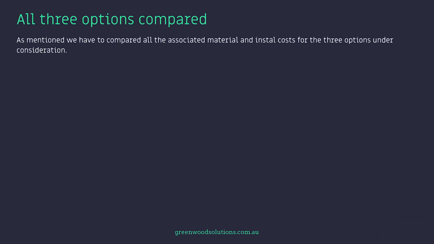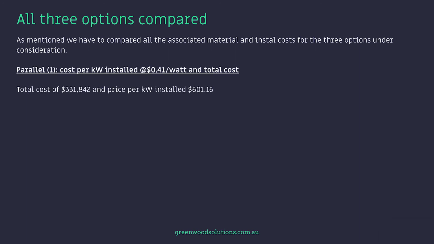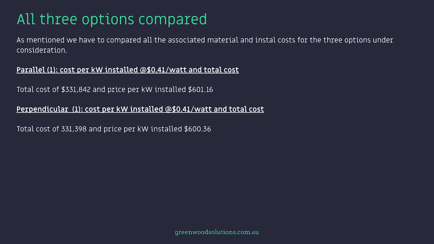As mentioned, we have to compare all the associated material and install costs for the three options under consideration. Parallel 1, cost per kilowatt installed at 41 cents a watt, and total cost. Total cost of $331,842 and price per kilowatt installed, $601.16.